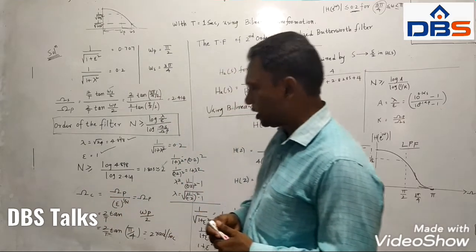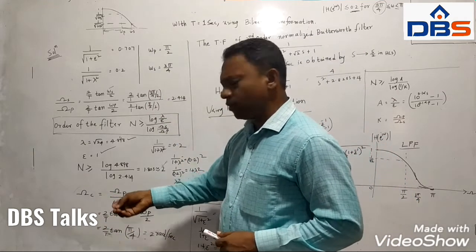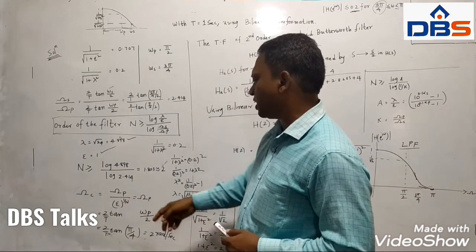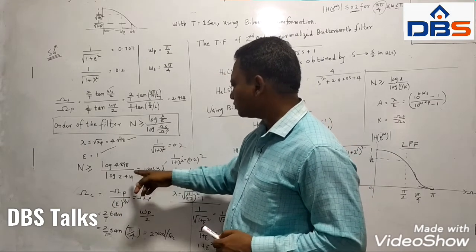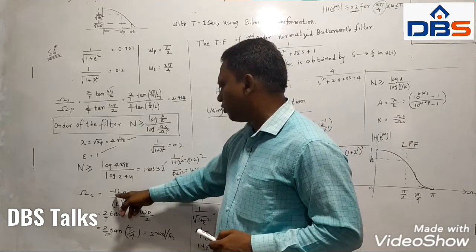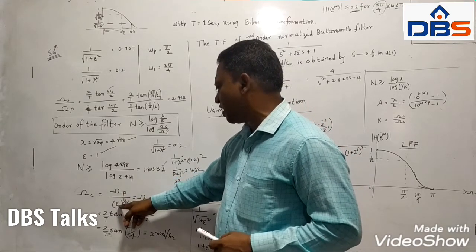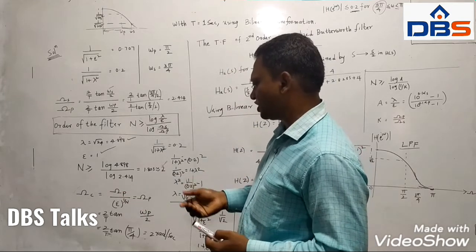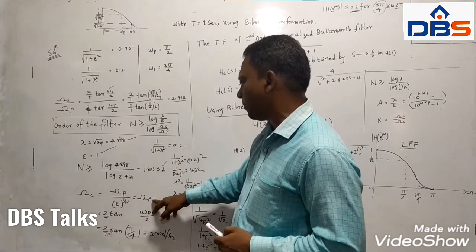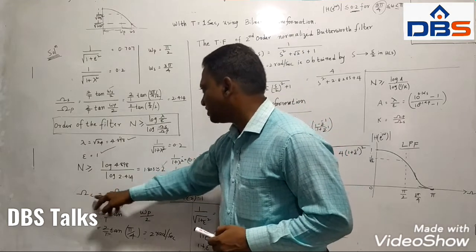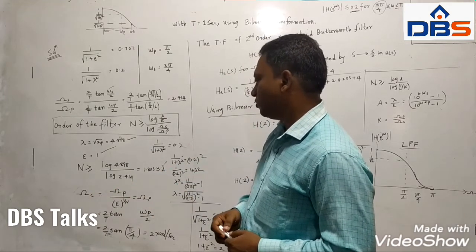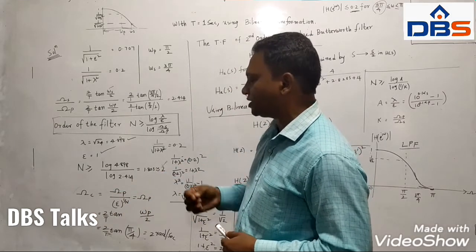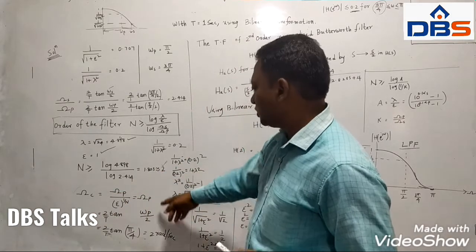Cutoff frequency in analog domain, omega c. The formula for that is omega p divided by epsilon power 1 by n. See here, n is 2. So omega p divided by epsilon, that is 1, power 1 by 2. Again it is root 1 is equal to 1 only. That is why we take omega p only. Okay. Omega c is the omega p. Cutoff frequency is equal to the pass band edge frequency, because the epsilon value is 1 here.